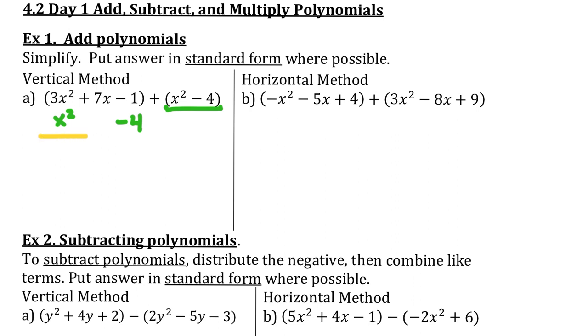And then if you add down, I have 3x squared plus x squared. So that's 4x squared plus 7x, and then minus 1 minus 4 is minus 5.